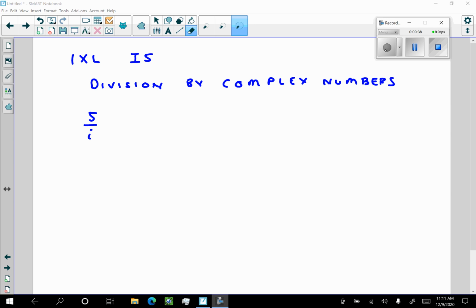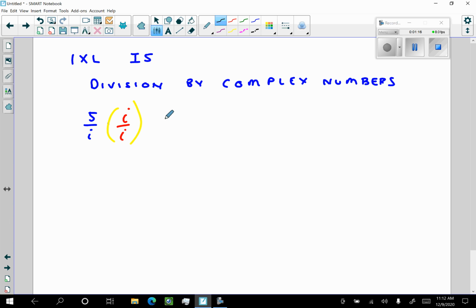So what we're going to do is divide by complex numbers. And the first few are going to be fairly straightforward. If I have 5 over i, we don't want any i's in the denominator. So how do I get rid of that i in the denominator? Well, I'm going to multiply by this creature, i over i. Because real numbers or complex numbers, i over i is 1. So I'm allowed to multiply by 1, and that's exactly what I'm doing.